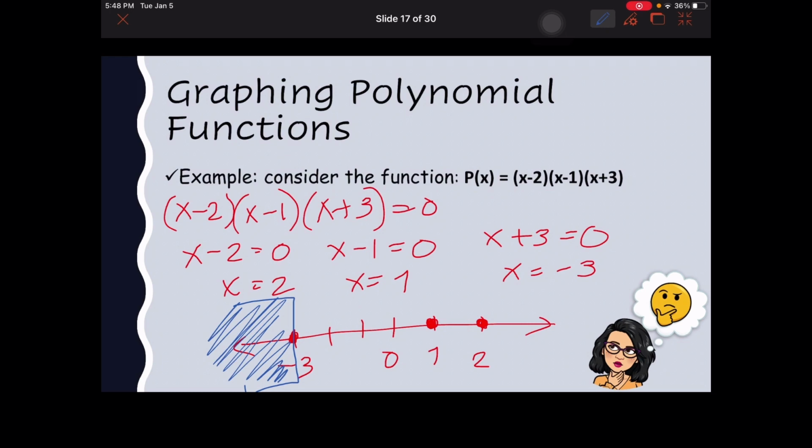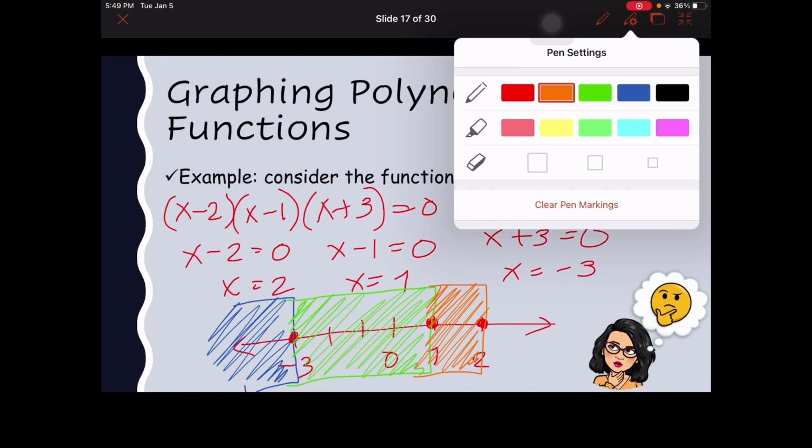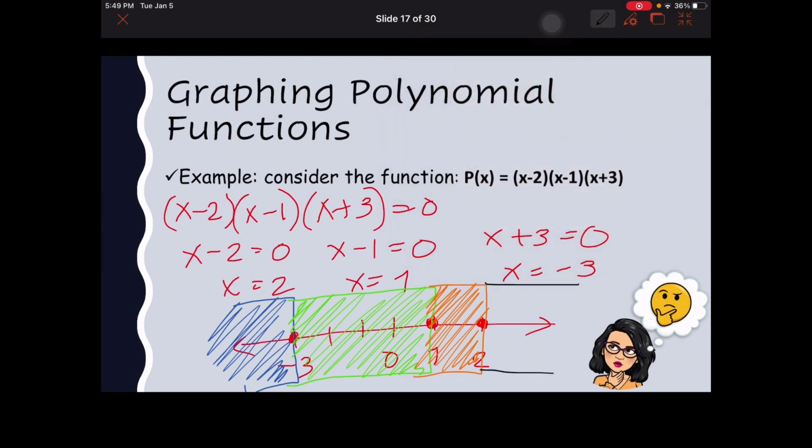Okay? And then, our next area is everything in between negative 3 and positive 1. Our next area is between positive 1 and positive 2. And then, of course, our last area is everything that is greater than positive 2. So, as you can see po, yung roots po natin, sila po ay nag-serve as borders. So, paano natin siyang gagawan ng table of signs?